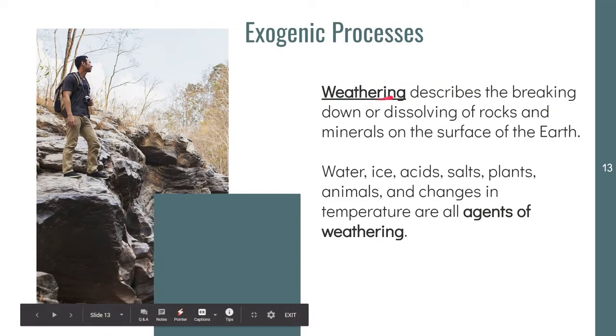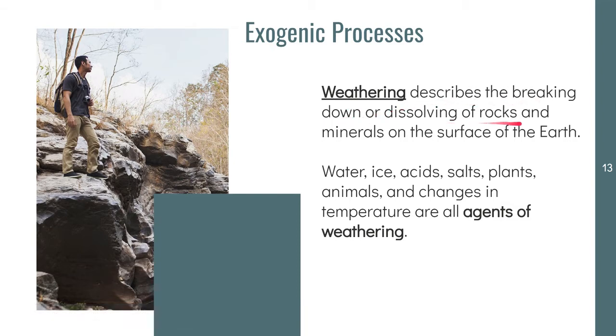So we define weathering as the breakdown or dissolving of rocks and minerals on the surface of the earth. So weather, to break down. The agents of weathering, or the ones that cause this breakdown, are water, ice, acid, salt, plants and animals, and even changes in temperature.